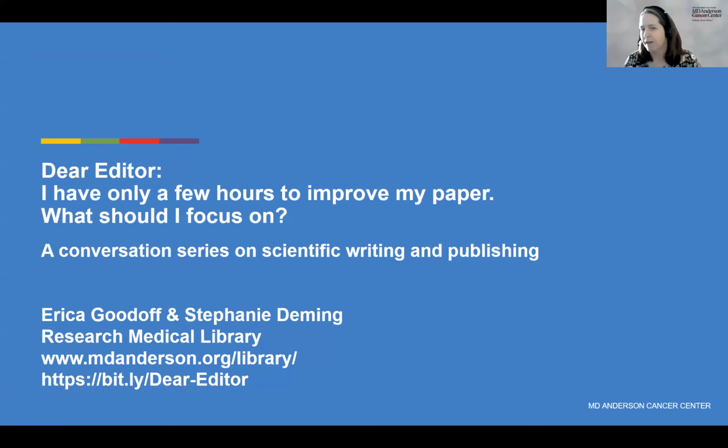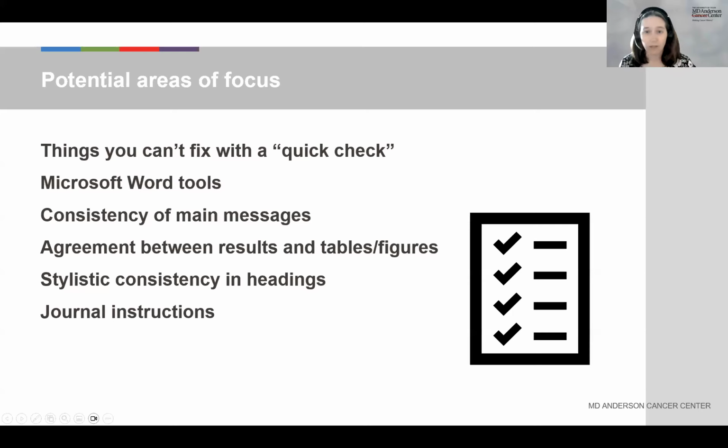Some things can maximize the amount of time that you have left and aren't terribly intense things that you can do to help improve your paper. So here's an overview of some of the things that we're going to talk about. We're going to discuss briefly some Microsoft Word tools that you can run in a couple of minutes. We're also going to talk about how to make sure that the main messages in your paper are consistent. Something that sounds like a lot, but you can check this in a couple of quick ways.